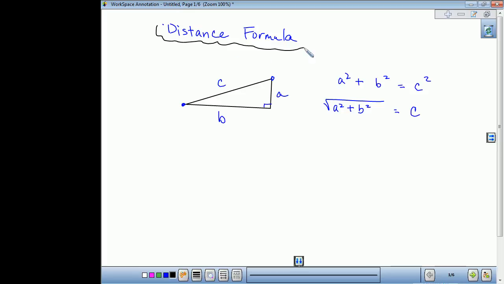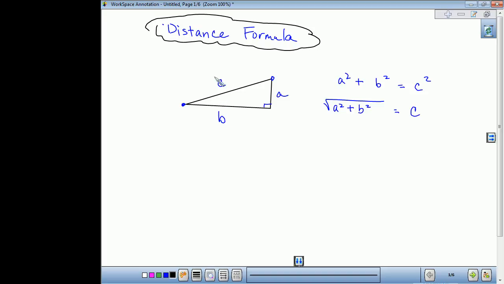Now, some of you already know the distance formula, which is great. But for those of us that don't know it, we do know the Pythagorean theorem, don't we? Yes. We know that a squared plus b squared equals c squared. Well, this is where the distance formula comes from.